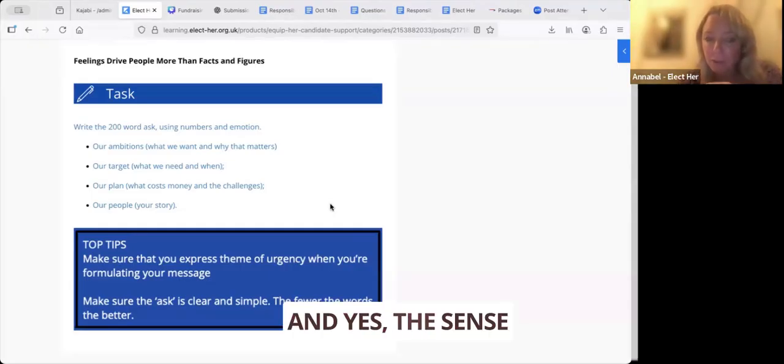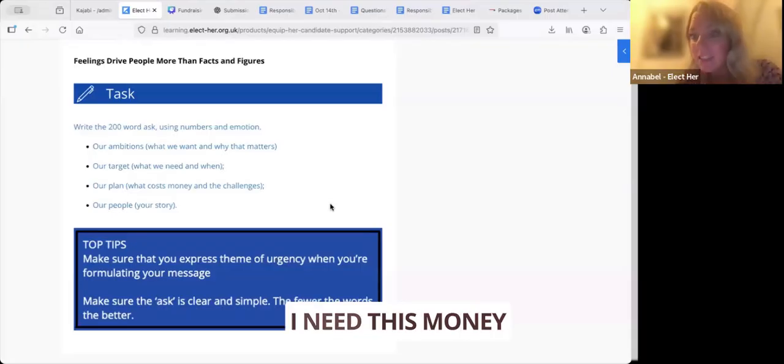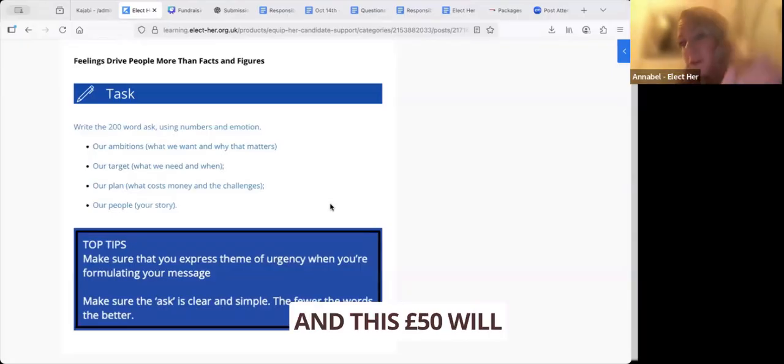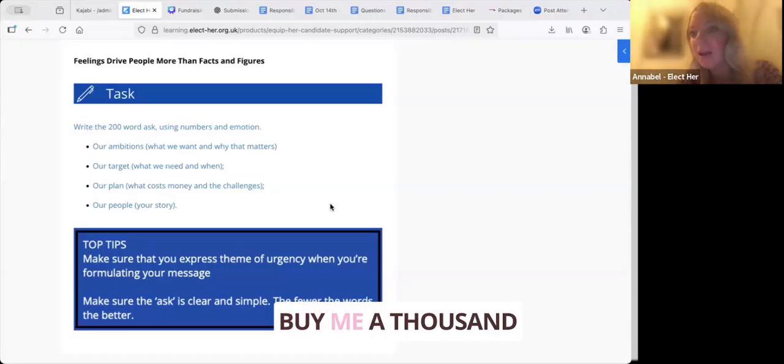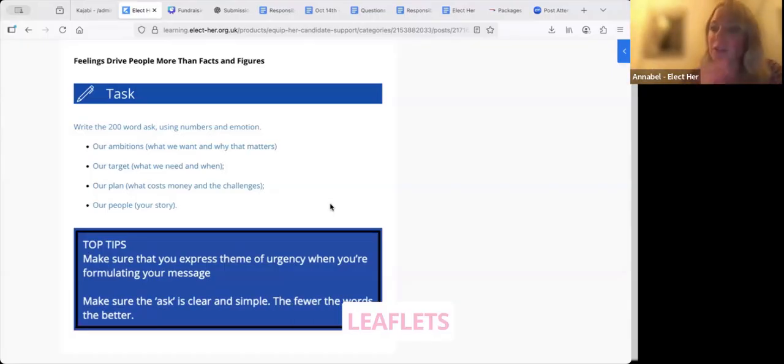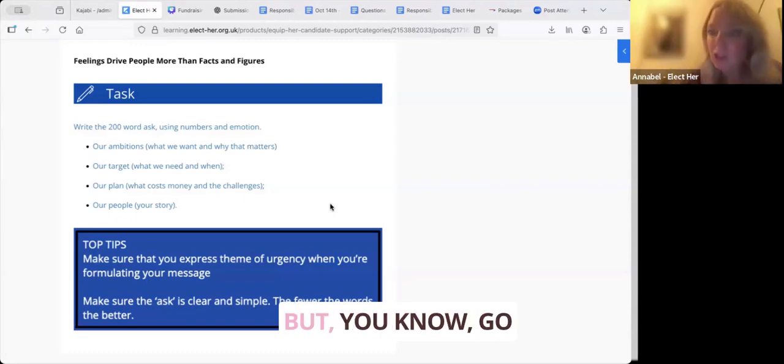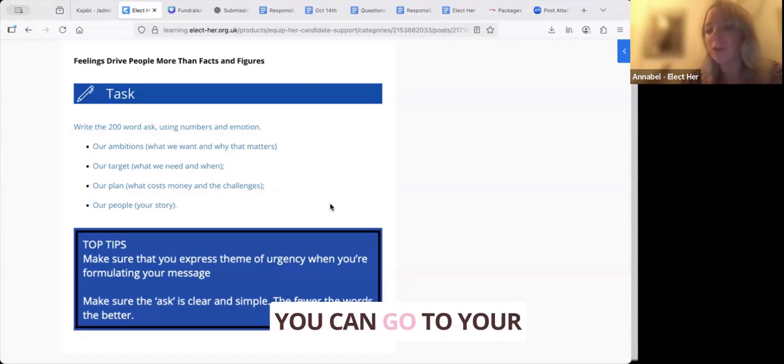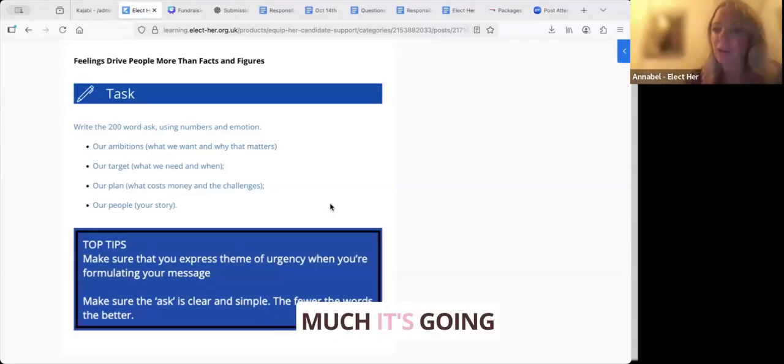And yes, the sense of urgency. I need this money in. This £50 will buy me 1,000 leaflets, I'm making that up, but go and have a look. You can go to your local leaflet place, see how much it's going to cost you, and then you can work out exactly what it is. And that constant sense of, this can really help. It will help my campaign.